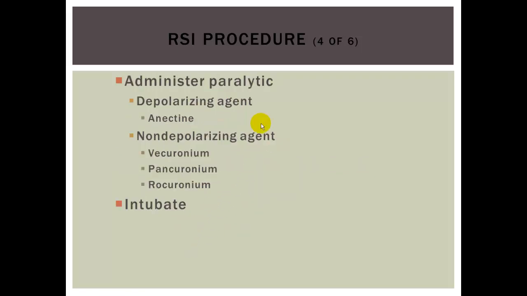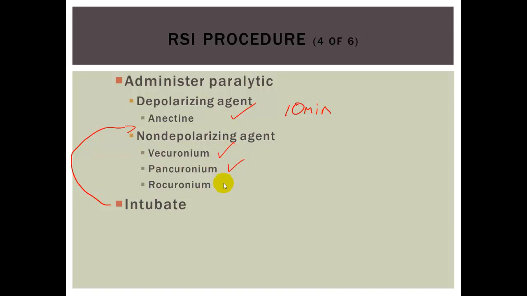Administer the paralytic. Please check and double-check the contraindications of this drug. This is Anectine, or succinylcholine. This is going to cause paralysis to occur within about a minute. Most people actually bring this up because this has about a 10-minute duration. Adding the non-depolarizing agent.